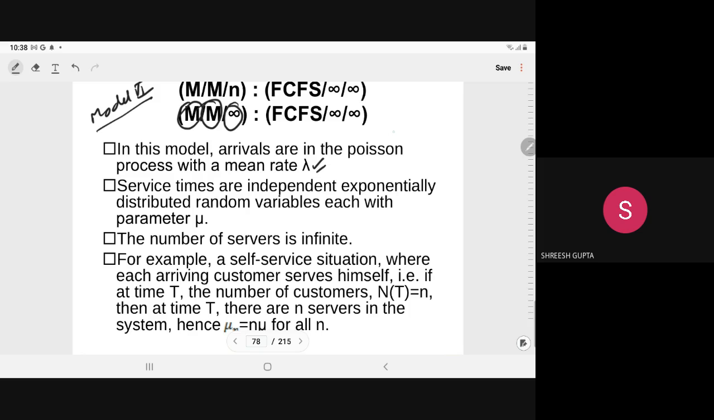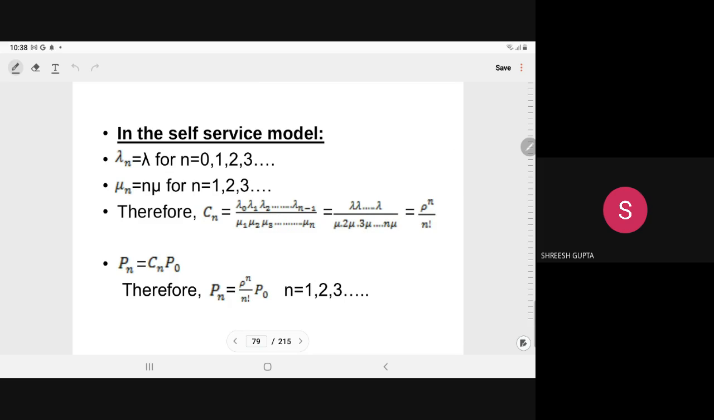So the main thing here, the condition you have to remember, lambda n is equal to lambda and mu n is equal to n mu for all n. This n starts from n is equal to 1, 2, 3 and so on, and this n starts from n is equal to 0, 1, 2, 3 and so on. Arrival always starts from 0 and mu always starts from 1. So here we have written the same thing.